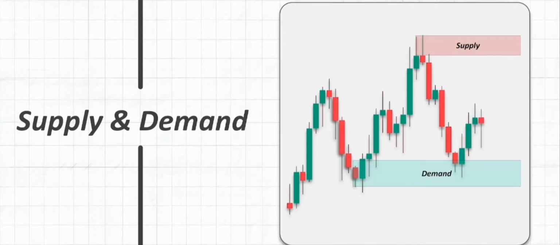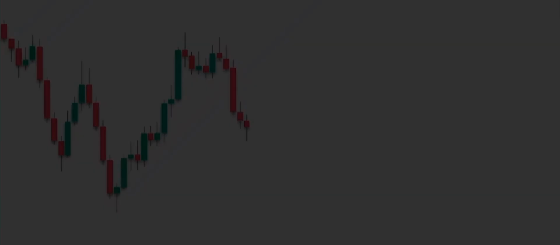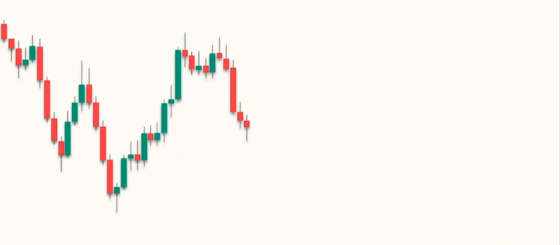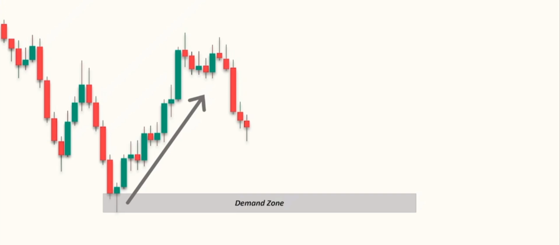Number 3. Supply and demand. Now, what are the supply and demand zones on the chart? A demand zone is an area where buyers previously entered the market and pushed price higher. Similarly, a supply zone is an area where sellers have entered the market and pushed price lower.